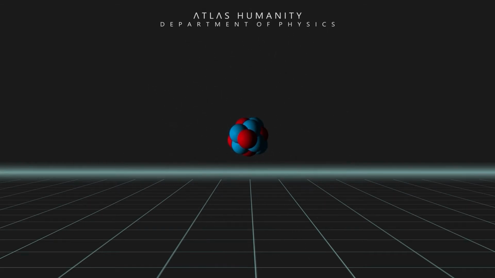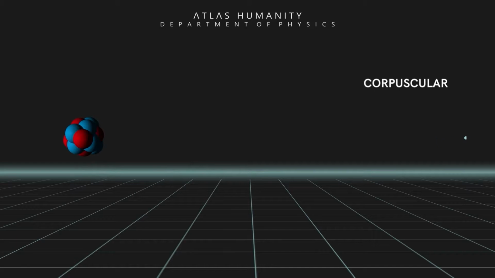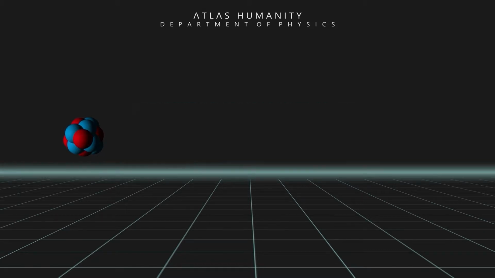These processes are called nuclear processes, and both of them are characterized by an emission of some kind. This emission may be corpuscular or electromagnetic, and they represent the so-called radiation. We will focus on spontaneous disintegration processes that determine the so-called radioactivity of an element.